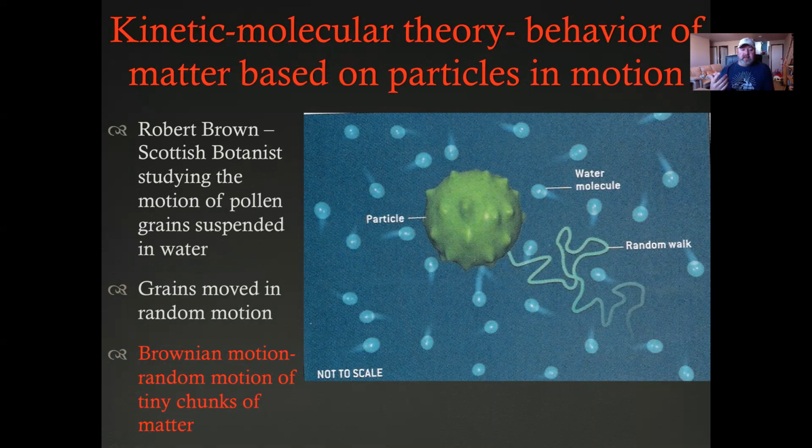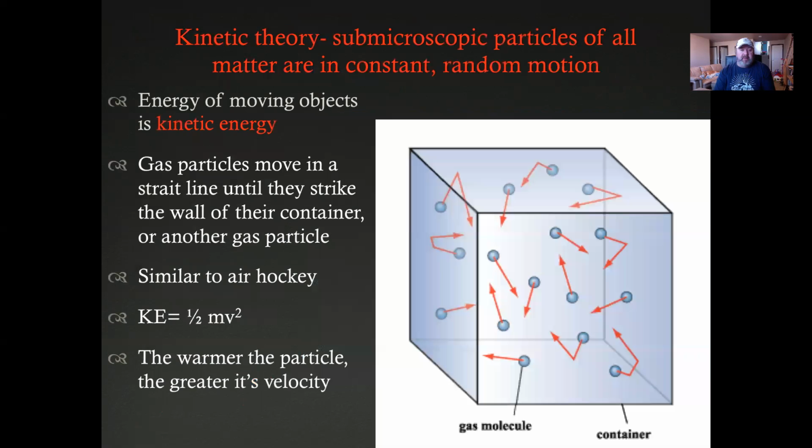So the idea then with Brownian motion is that those tiny chunks of matter have random motion based on how they are interacting with other molecules or particles. So like this pollen grain, it maybe has a whole bunch of water molecules that are bumping into it and pushing it in different directions, and that's why its motion is random. So this is kind of the same thing.